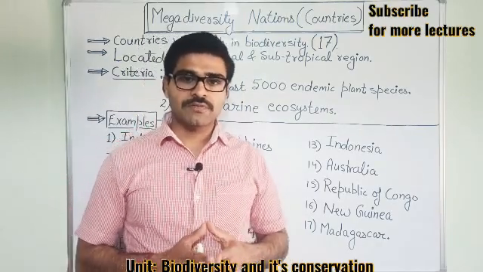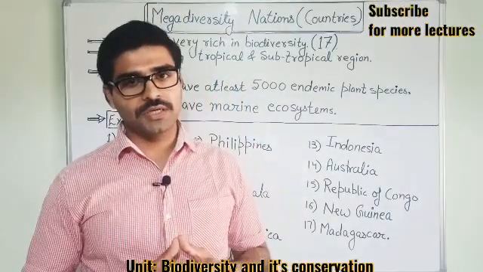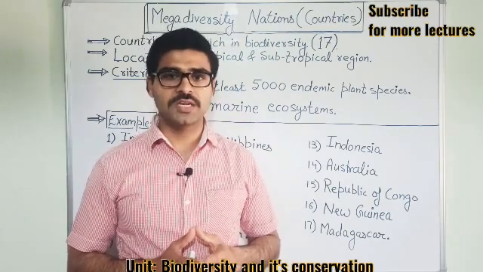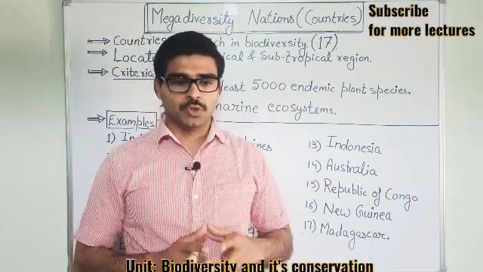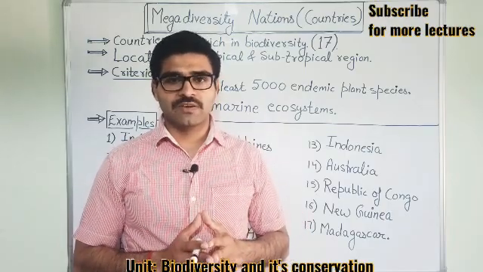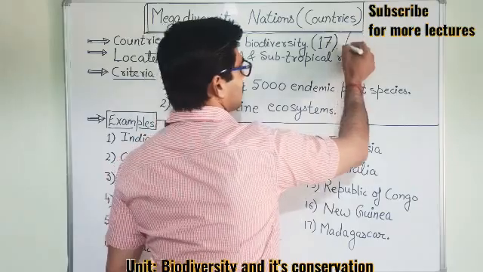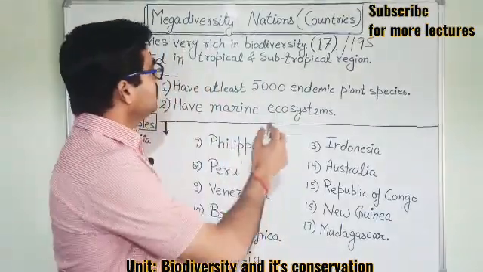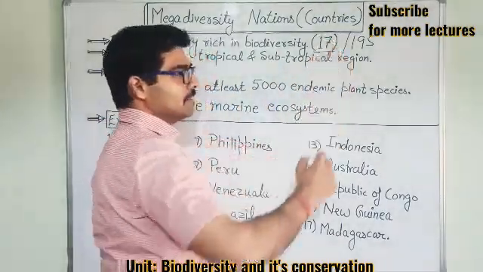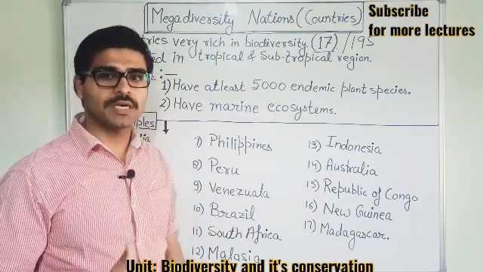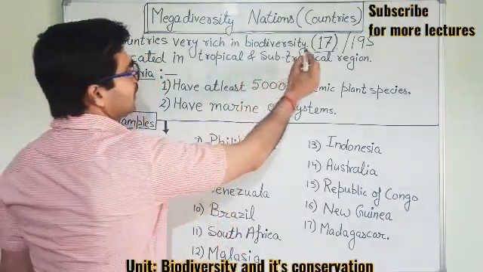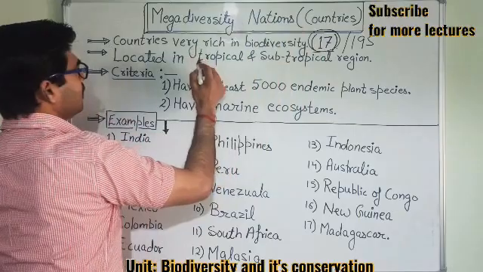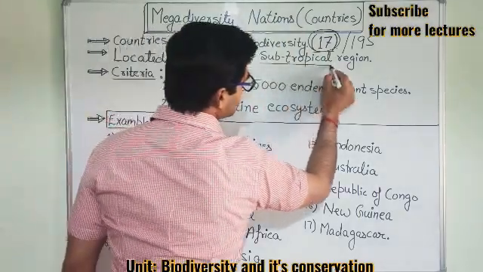Dear friends, Megadiversity nations are the nations or countries which are very rich in biodiversity. Remember this. Out of the total 195 countries in the world, there are 17 megadiversity nations or megadiversity countries, and the majority of these megadiversity nations are located in tropical and subtropical regions.